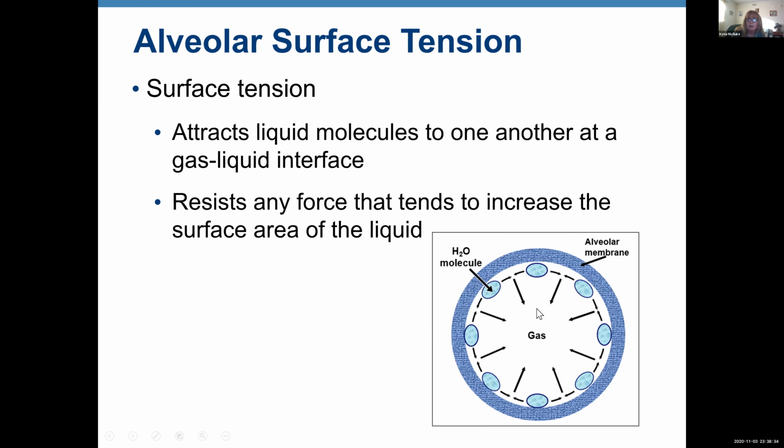So surface tension tends to collapse alveoli, right? That makes sense because it's an attraction force between water molecules at a liquid-gas interface. So we have gas over here and we have liquid covering the alveolar membrane cells.